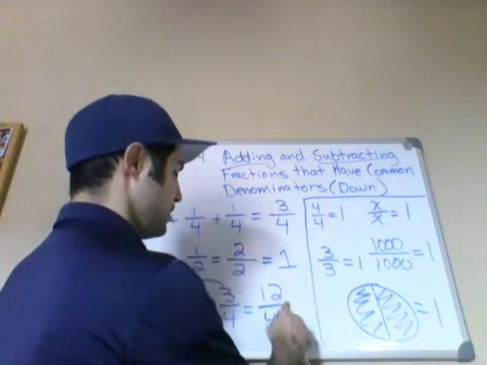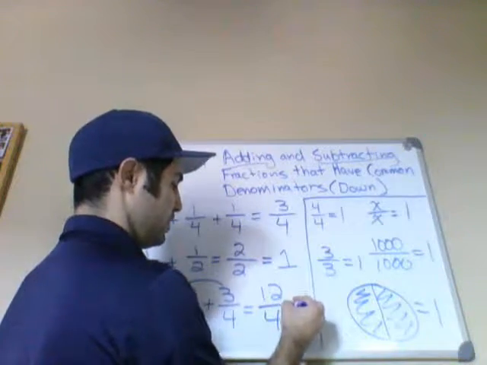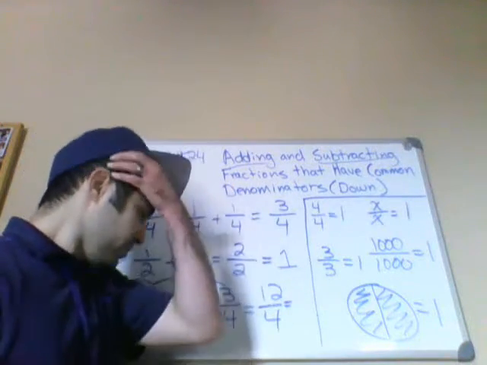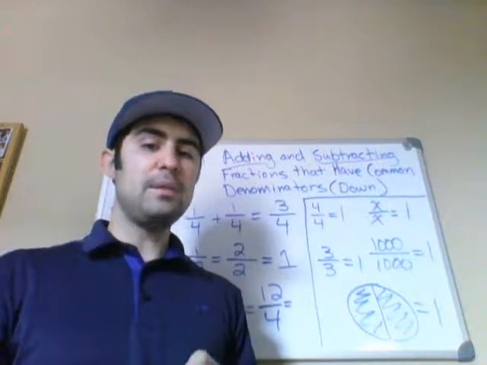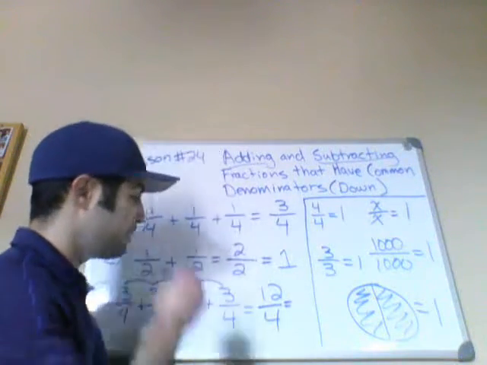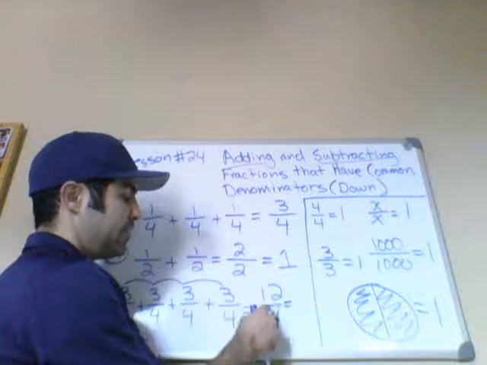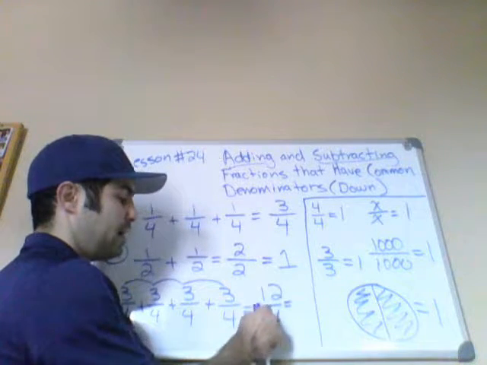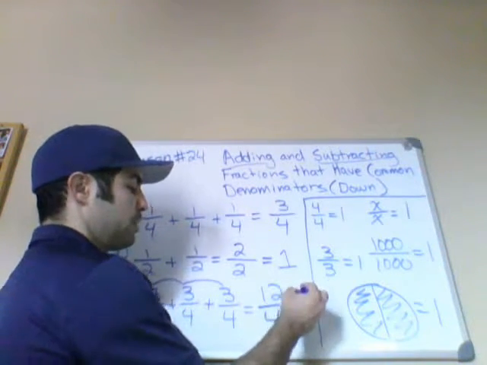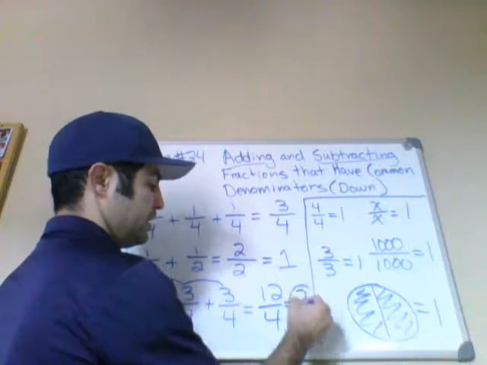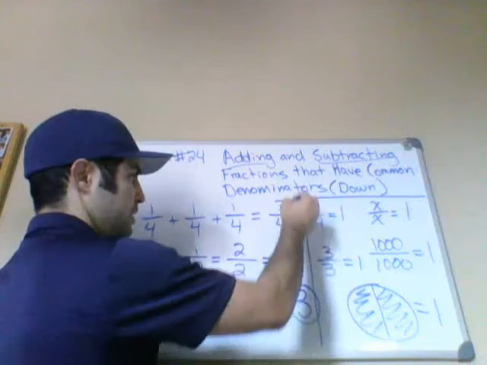Okay, so let's go ahead and reduce this. I'm running out of room here, but we can probably do it. You're going to hear me say this a lot. Top divided by bottom. Top divided by bottom. So when you have a fraction, you take the top, you divide it by the bottom. 12 divided by 4 is 3. So your answer there is 3.